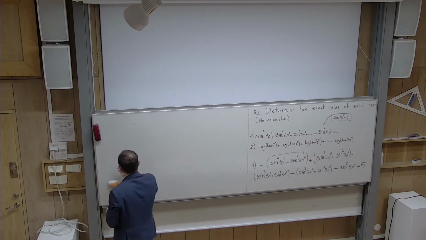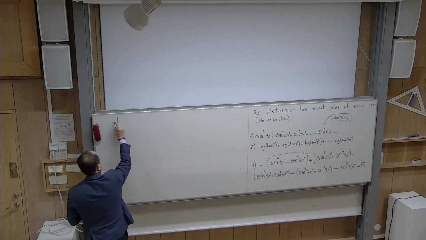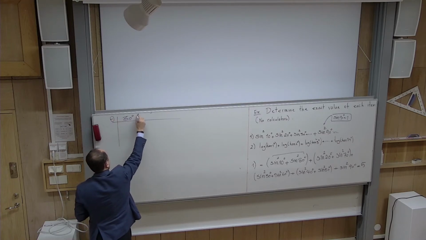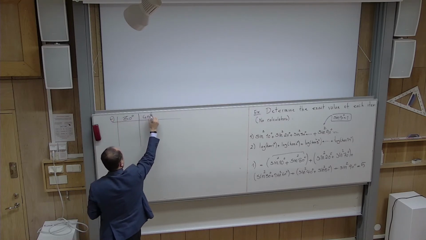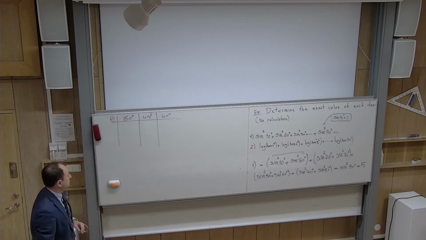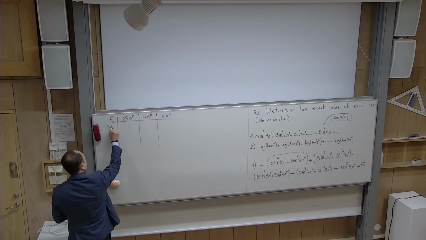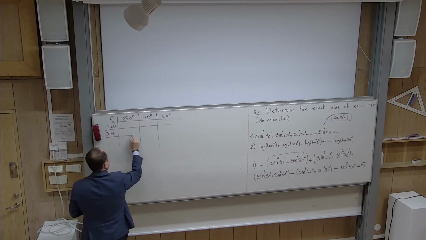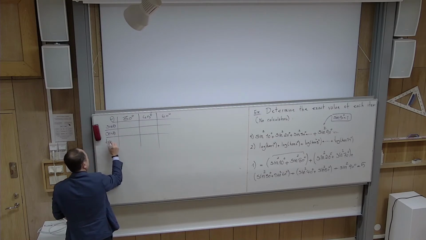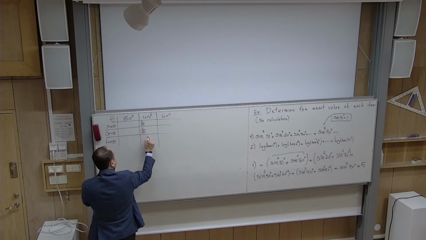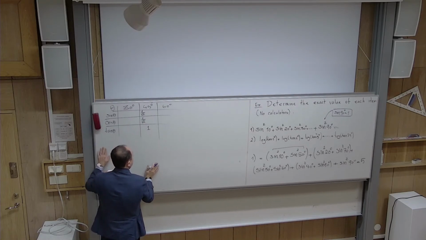Okay, so my goal is to complete this table for you. So let me write theta. Here I would write 30 degrees, 45 degrees, and 60 degrees. Later we can complete this table a little bit more. And then I would write sine theta, cosine theta, and tangent theta. Today we just learned that this is 1 over a square root of 2, 1 over a square root of 2, and 1. Okay, so that is what we learned today.